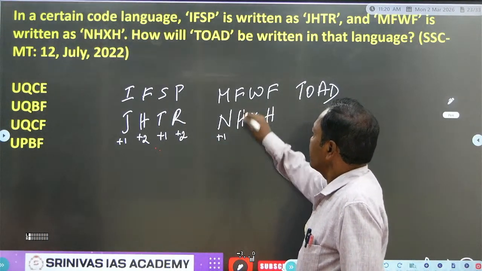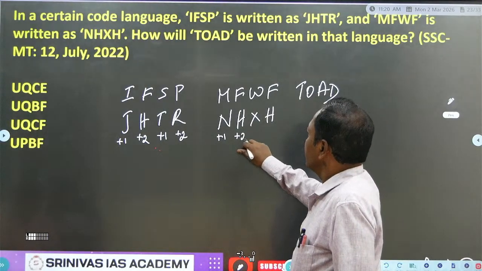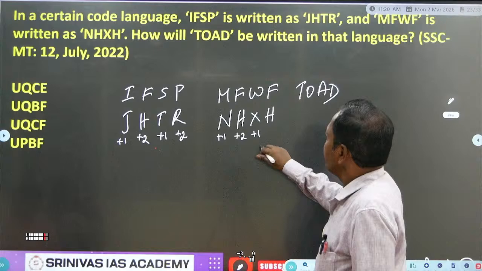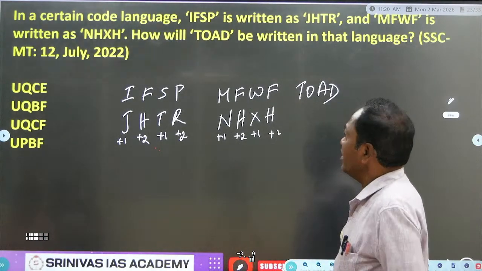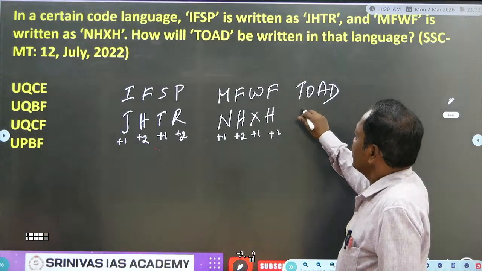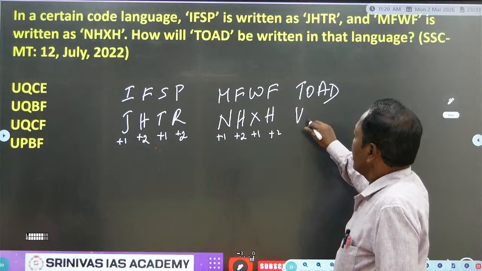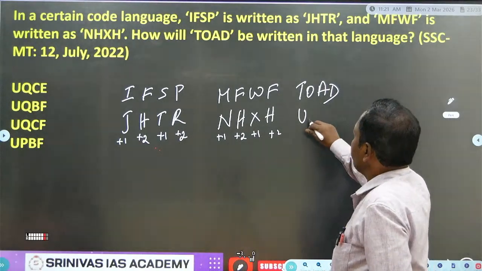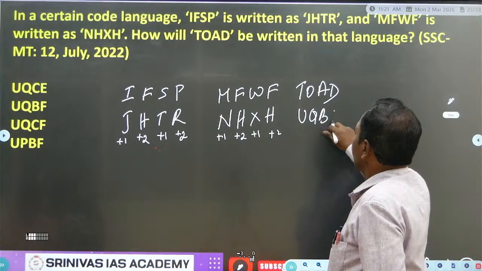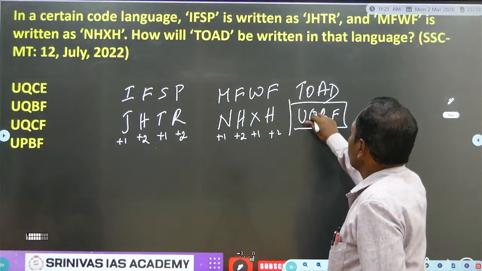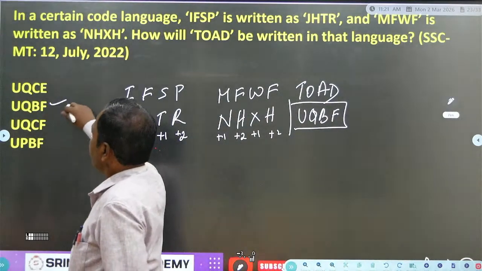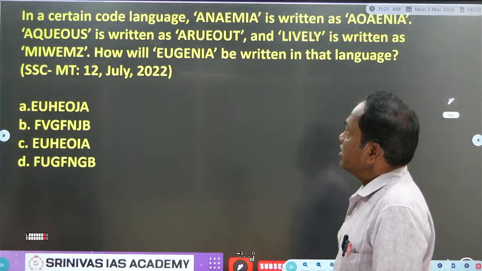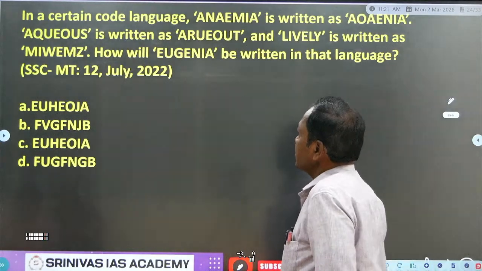M to N, plus 1. F to H, plus 2. W to X, plus 1. G to H, plus 2. Plus 1, plus 2, very simple, right? And T to U, O to P, A to B, D to E, F to G. Now, in a certain code language, I think you try and solve now.